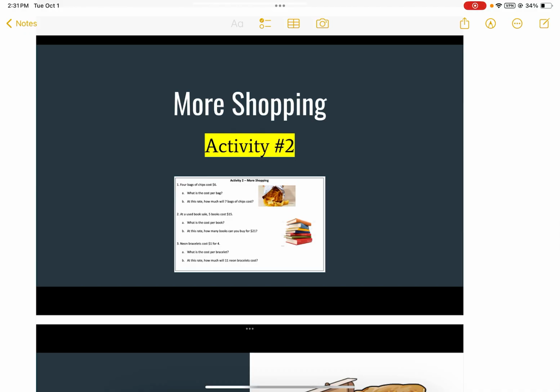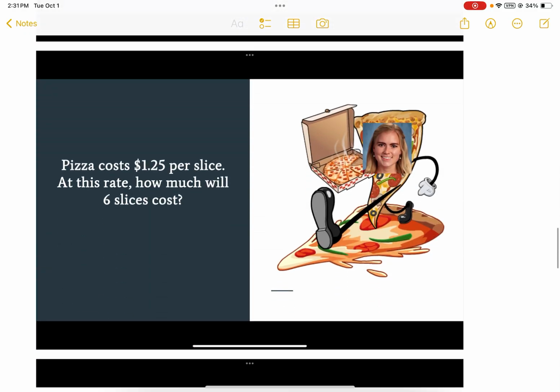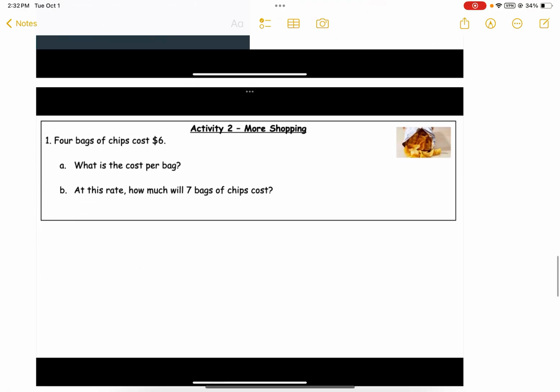Activity 2, more shopping. Yay. So pizza costs, this is on your paper, so just look, there's a picture of Mrs. Young. Pizza costs $1.25 per slice. That means 1 slice costs $1.25. At this rate, how much will 6 slices cost? So if we know 1 slice costs $1.25, then 6 slices is going to cost 6 times as much. So you'll just do $1.25 times 6. So once we find that unit rate, it really helps us.